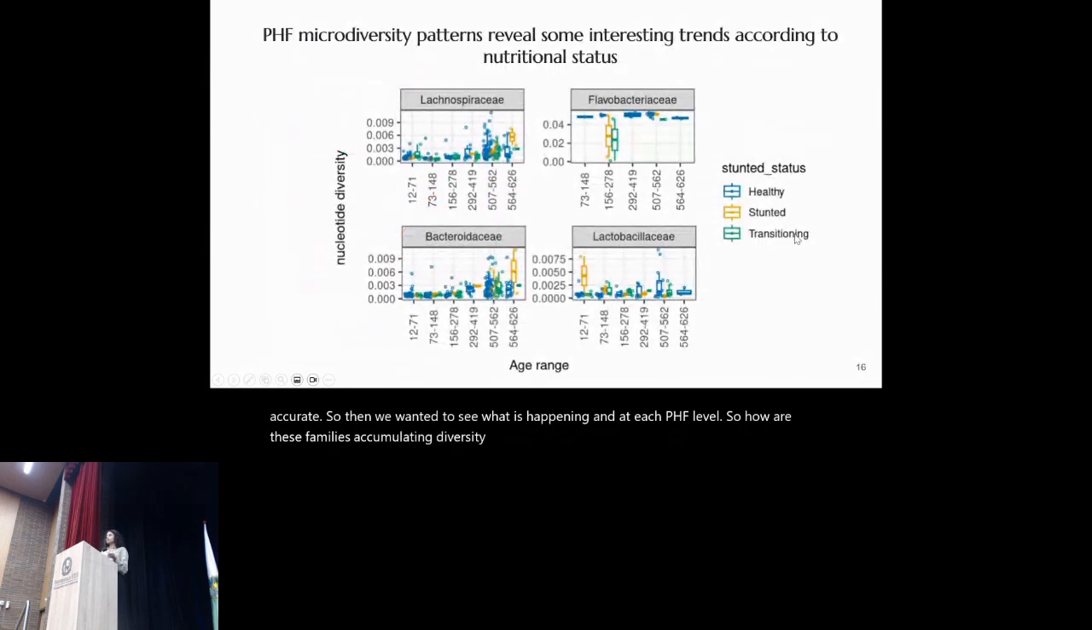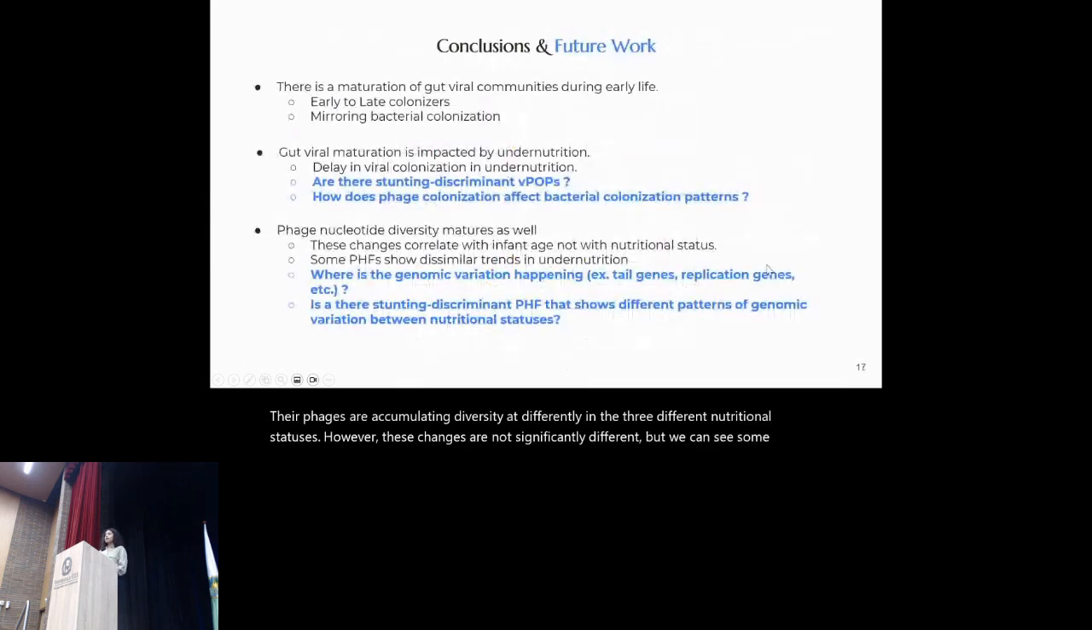And we focus on this, for example, for families in which their phages are accumulating diversity differently in the three different nutritional statuses. However, these changes are not significantly different, but we can see some interesting trends.